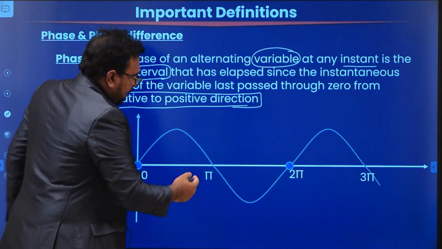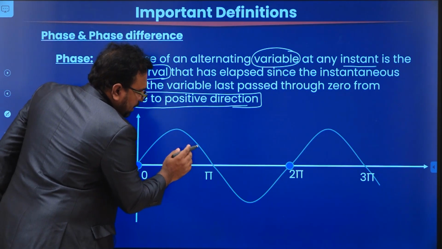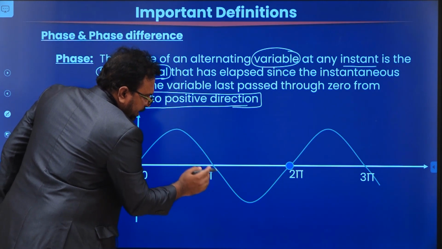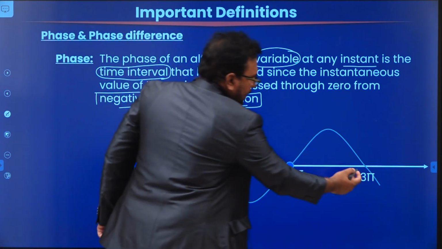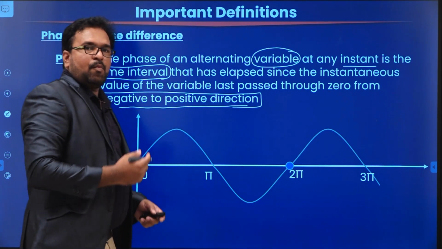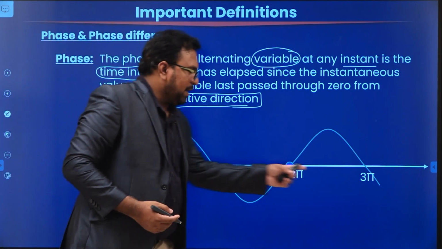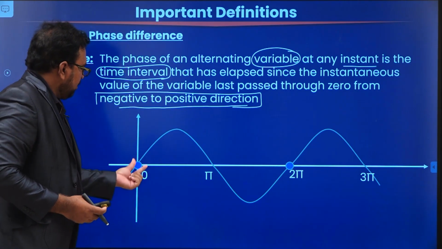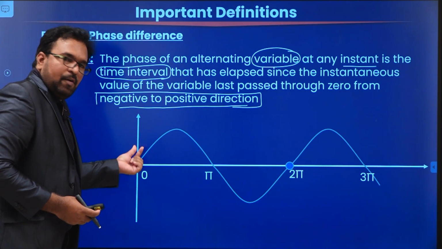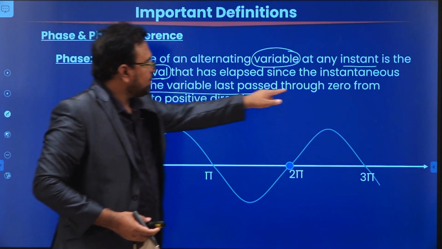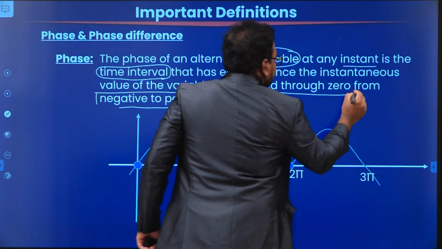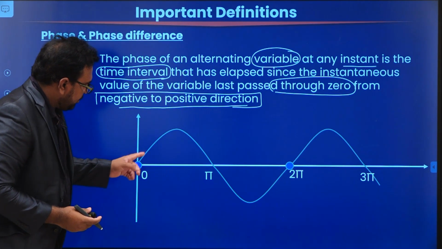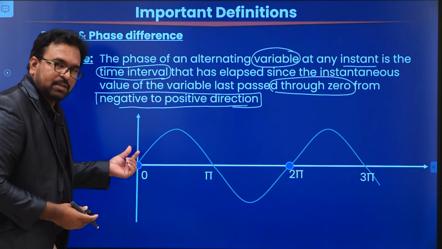At this pi or 180 degrees, the waveform is crossing 0, but it is moving from positive direction to negative direction. Similarly at 3 pi also, it is moving from positive to negative. So we don't require this pi and 3 pi. So from where we are going to calculate this phase? The point where the waveform last passed through 0. So the 0 crossing point has to be determined first.